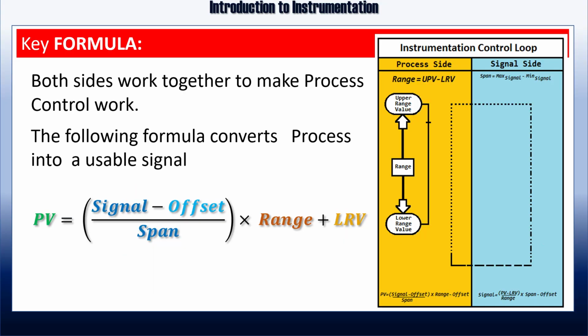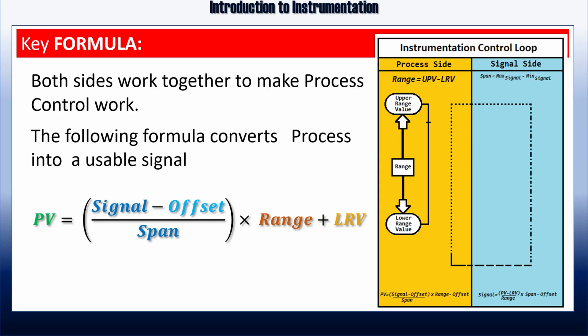Recall that both sides work together to make the process control system work. In the following one, we're going to start with the process variable and convert that into a usable signal. So the complete formula: the process variable is equal to our signal less any offset that happens to be there, divided by our span. Once we have that, we multiply that by the range of our process variable.